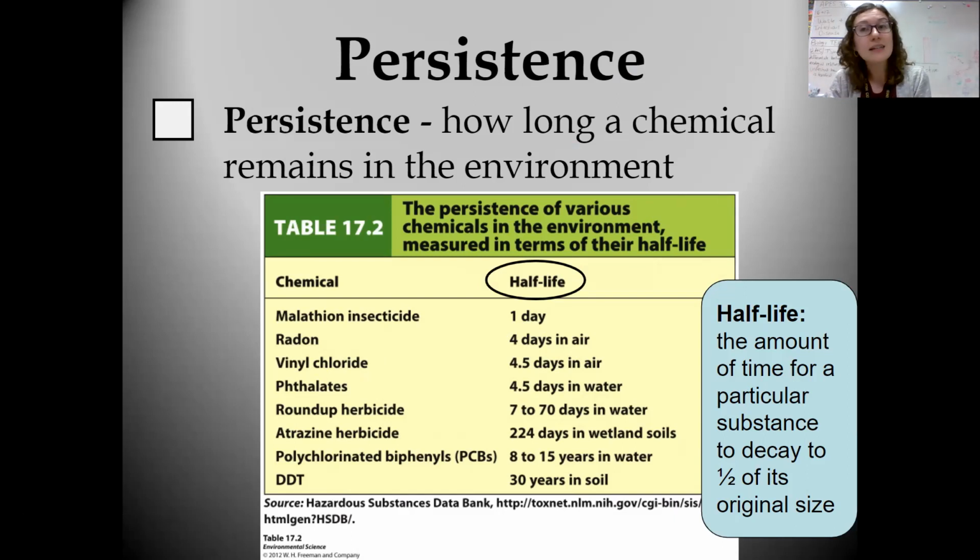That doesn't mean that DDT goes away completely in 30 years. That means I go from, let's say, 100 grams to 50 grams. And then 30 more years go by, and now I'm down to 25 and then 12.5. Let's say 120 years would get me to 12.5 grams, which is 1/8 of the original size. And it takes 120 years.